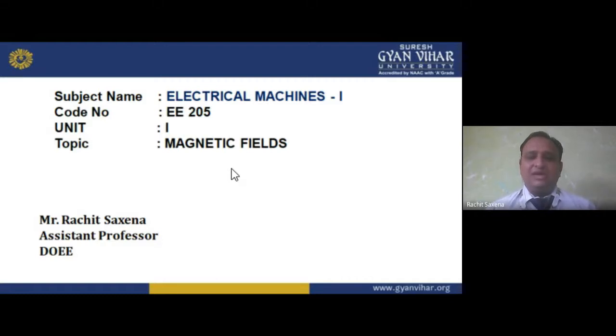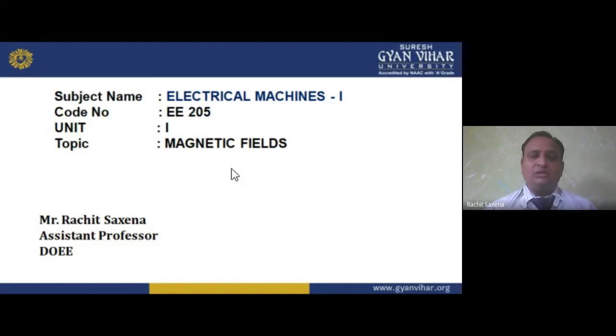If I'm talking about magnetic fields, we have two fields basically in our machine part, because in my previous lectures I already told you that electrical machine is an important subject in electrical engineering. Electrical machines are of two types: one is generator and the other is motor.